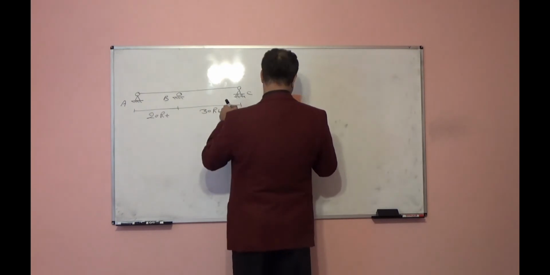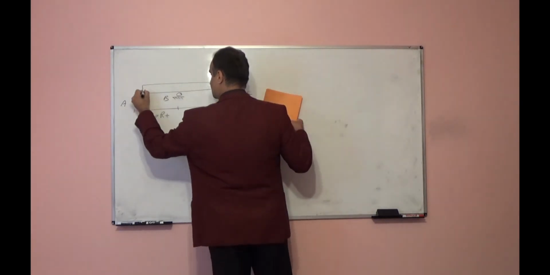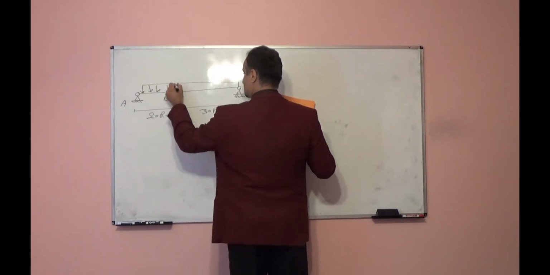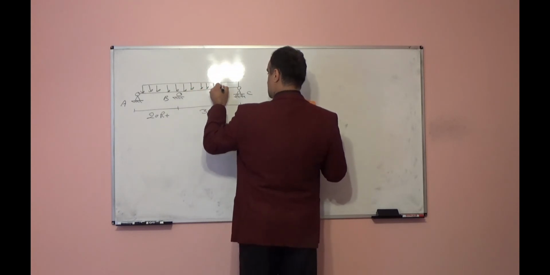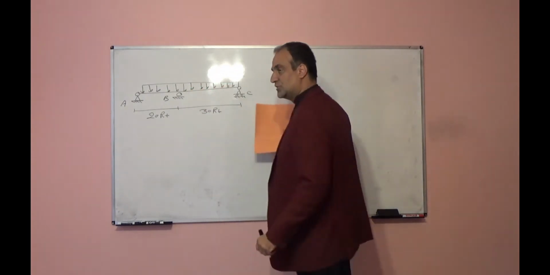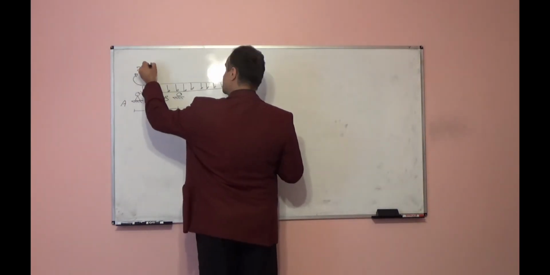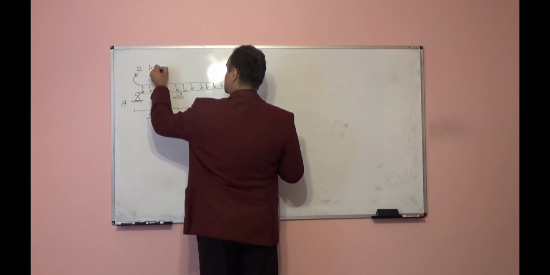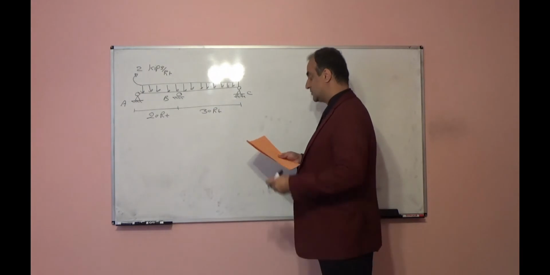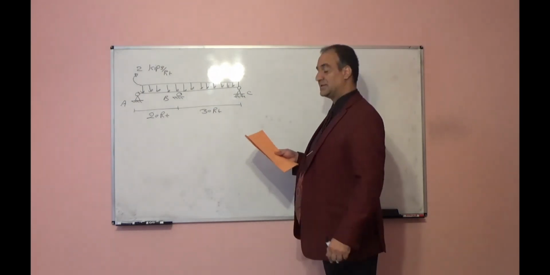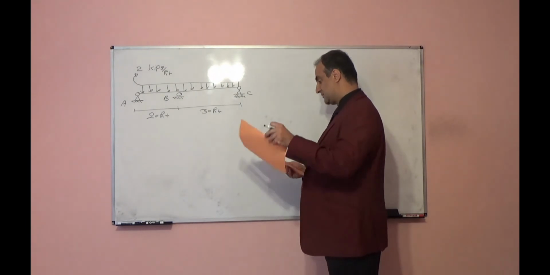So ABC, 20 feet, 30 feet, and we have a uniform distributed load on the entire beam. The entire beam is subjected to a uniform distributed load, and the intensity of the load is 2 kips per feet. We want to find the reactions for these two spans. Okay, this is a very easy problem.